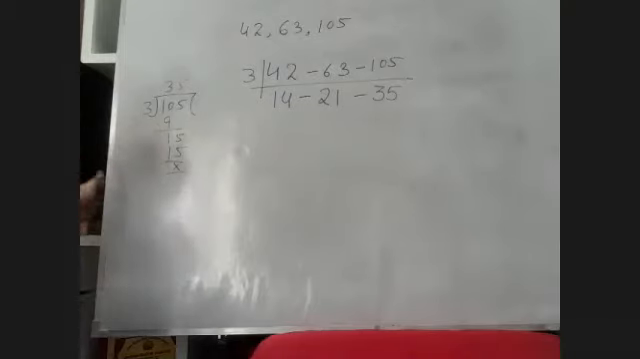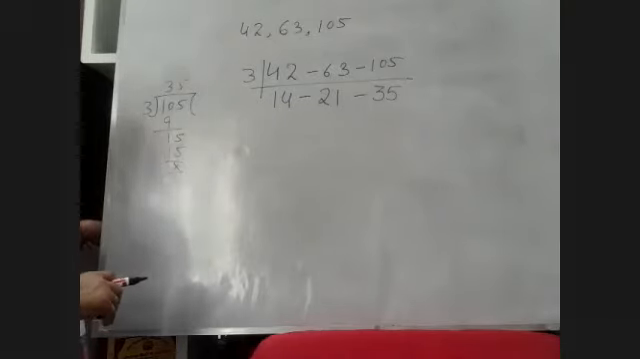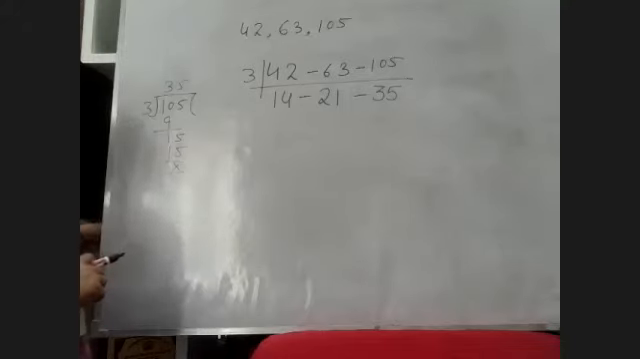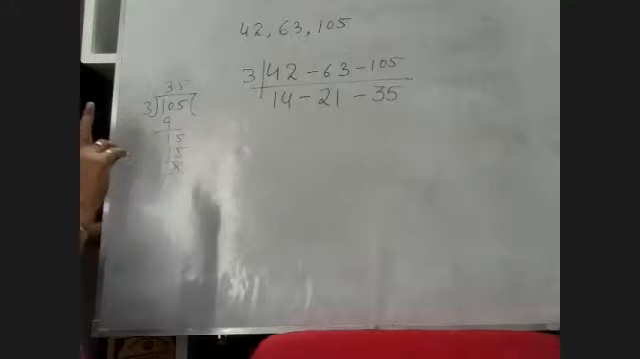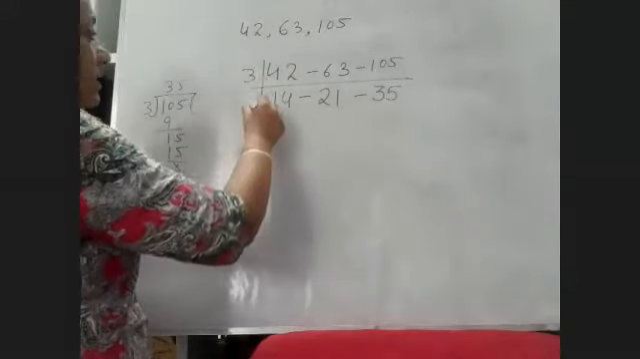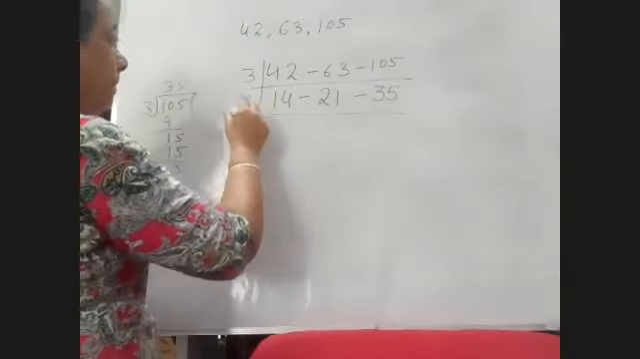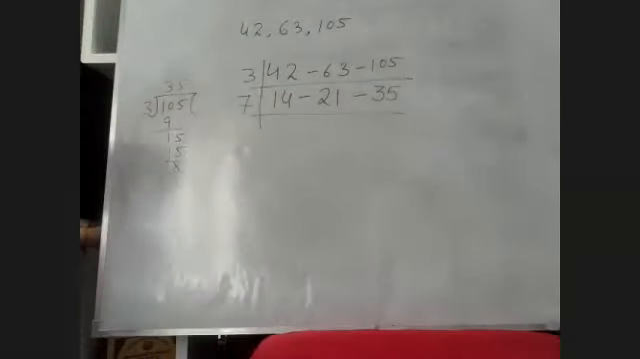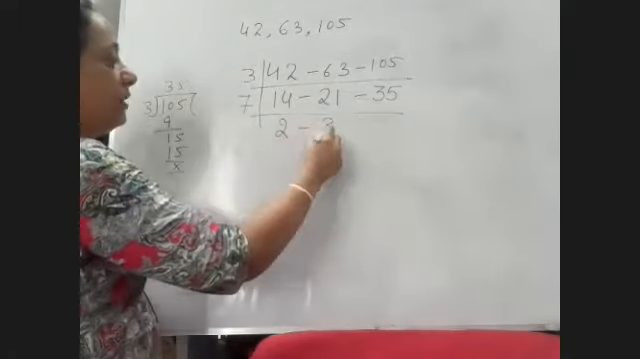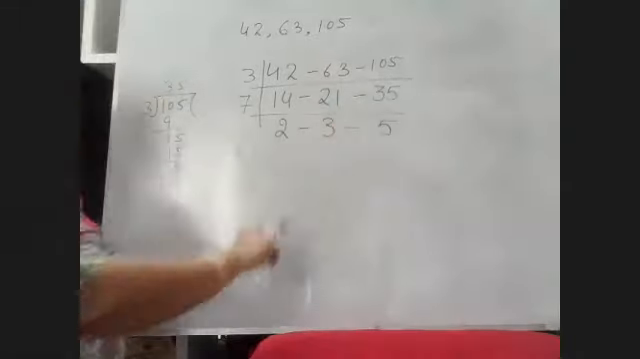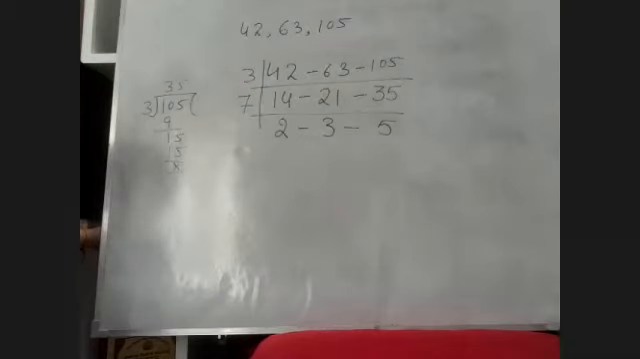Now, students, 14 is an even number, and 21 and 35 are odd numbers. Observe these numbers carefully and find which number these are multiples of: 14, 21, and 35. These all are multiples of 7. In the 7 table, 7, 2 are 14, 7, 3 are 21, and 7, 5 are 35. So we'll divide by 7. Now we'll get the numbers 2, 3, and 5.